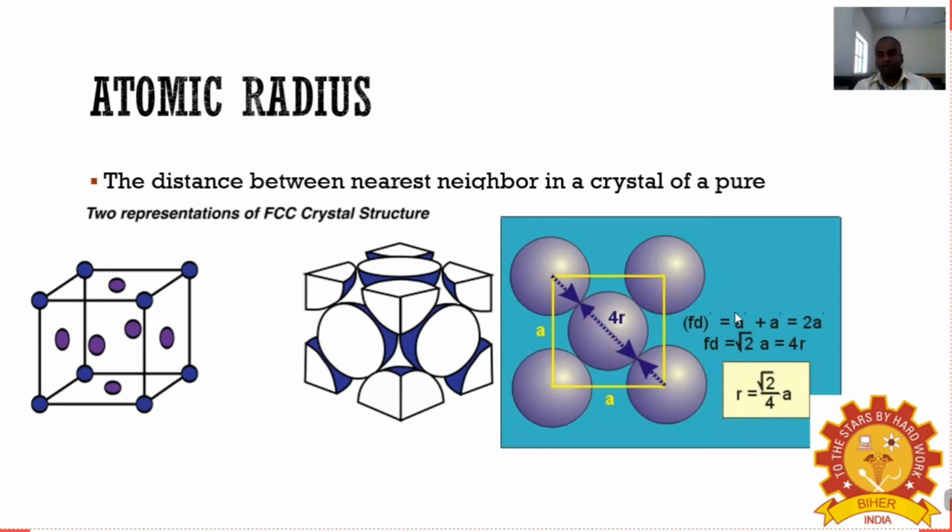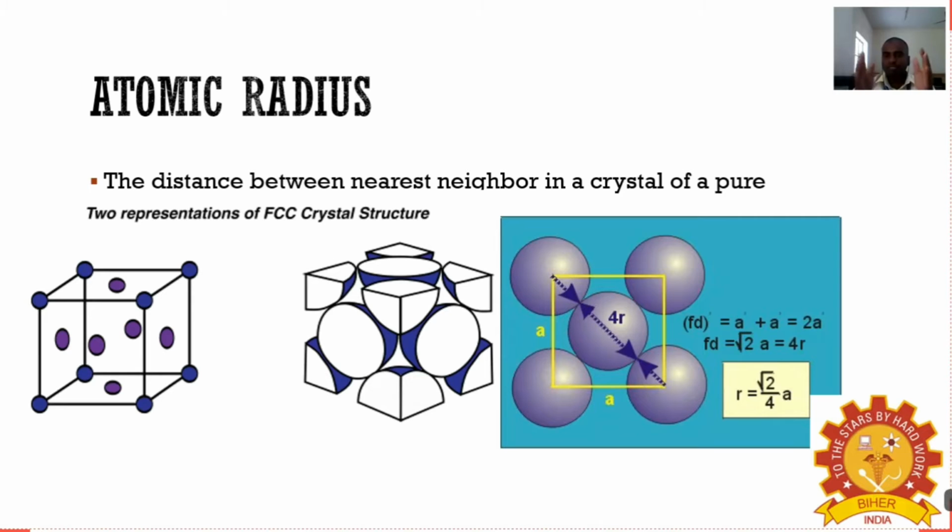Here we can find atomic radius from face-centered cubic crystals. From this figure, we can calculate atomic radius by using this equation. R is equal to root 2 by 4 A. A is the distance between two atoms. This is considered as A. From this equation, we can find atomic radius.